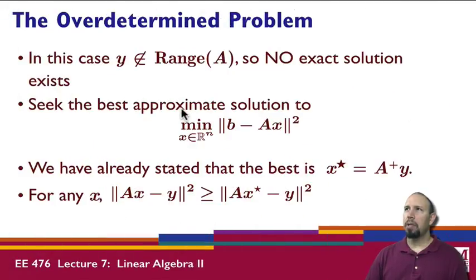So let's back up a little bit here for this overdetermined problem. In this case, the vector y is not in the range of A, so no exact solution exists. So we seek the best approximate solution to this problem. We've stated that the best solution is given by the pseudo-inverse of A times y. And so for any other x, we get a larger norm for the thing that we're trying to minimize. So this is, in fact, the minimizer.